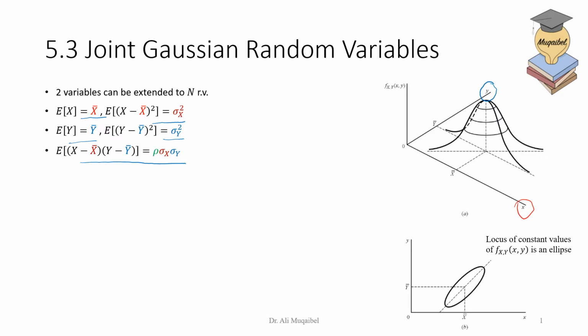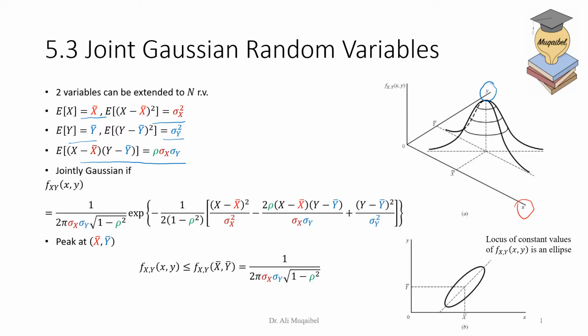So we have the information about the marginal Gaussian random variables, x and y, in terms of mean and variance. We also need the relation between them, which is reflected by the correlation coefficient or by the covariance. Now we can construct the jointly Gaussian random variable. And the joint PDF is shown here. It's very similar to the single variable, but now it's of course a bit more complicated.